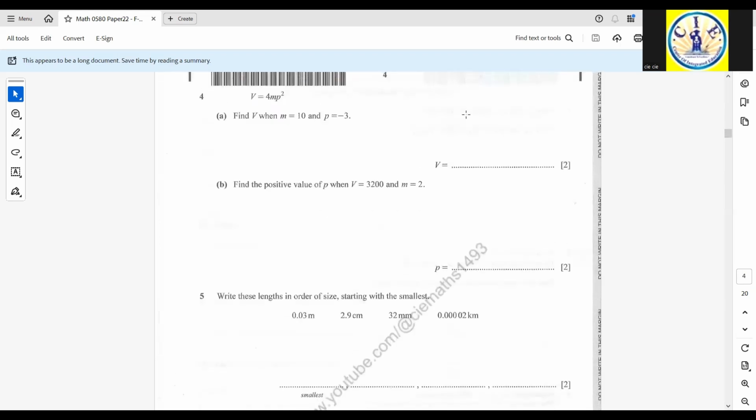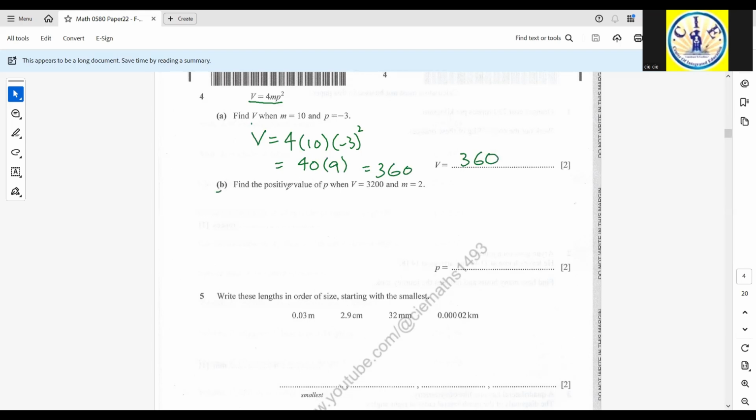It's question number 4 now. V is equal to 4mp squared. Find V when m is 10 and p is -3. So in place of m, I'm going to replace 10, and for p, I'm going to replace -3 and its square. So we need to open brackets first. So 4 tens are 40, and the square of -3 is +9. So 4 nines are 36 and then 10. So V is equal to 360.